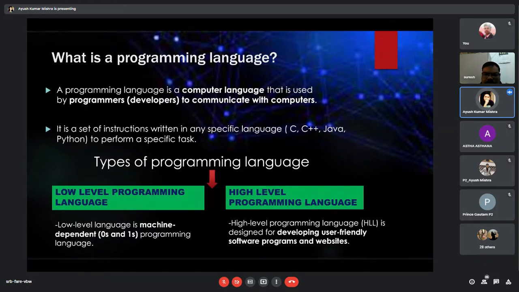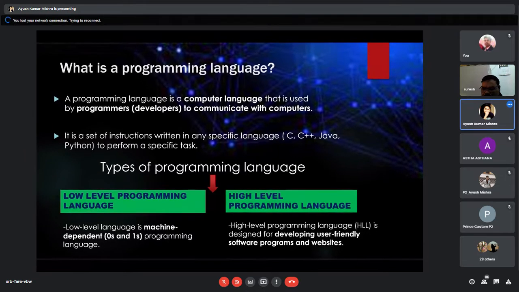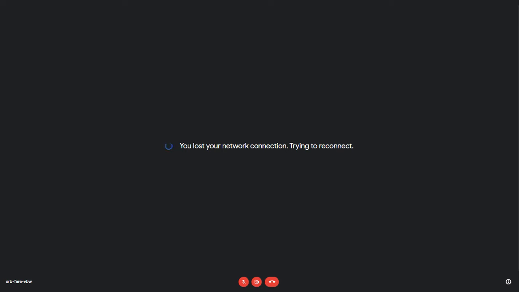As we know, to communicate with a person, we need a specific language. And the language that we use to communicate with the computers is a programming language.